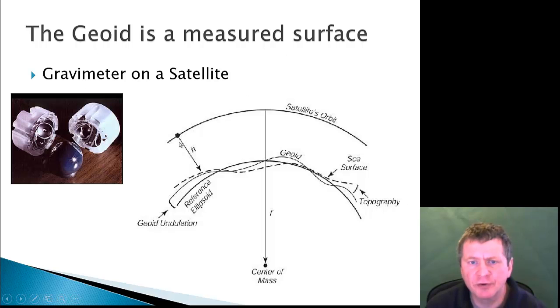On a satellite, we could do this as we orbit it around, and we can measure the height h. Again, we're looking for a surface of constant gravity. If you notice on this drawing, the geoid wanders around, but the surface of the sea wanders around as well. So sea level is really not level with respect to that. In fact, the sea level is a meter or so higher over the geoid off the coast of England than it is off the coast of the United States.